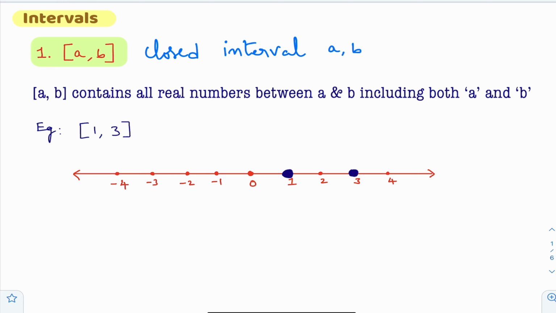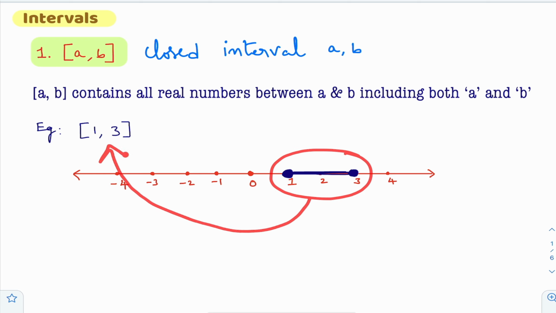Okay. Now you mark all the things in between these two. See here, you see this blue color part is there. What is this? This is the closed interval 1 comma 3. Whatever numbers are present in this interval, this interval is closed interval 1 comma 3.